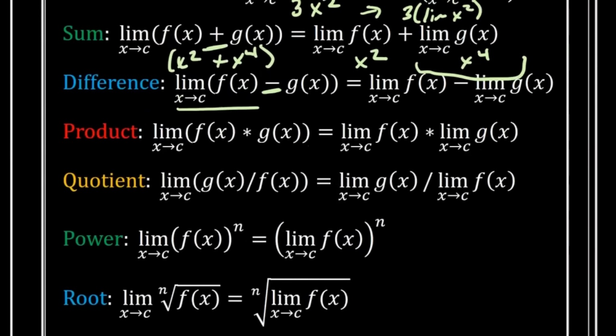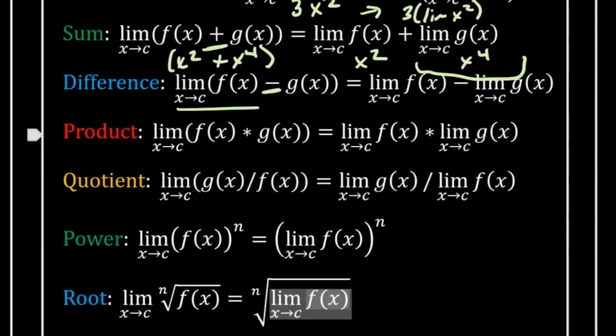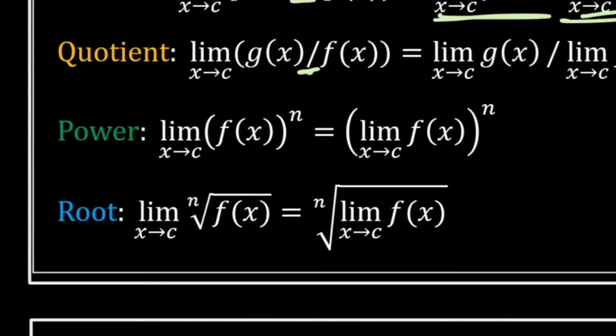And for a product, it's the same idea, and same thing with a quotient. When we have two functions that are related to each other by one of these operators, plus, minus, divide, and multiply, we can just split them apart into their own limits and evaluate them separately. Now, for the power, it's a little bit different.